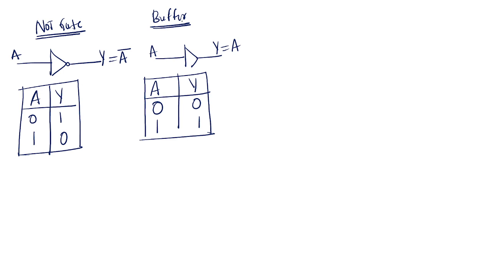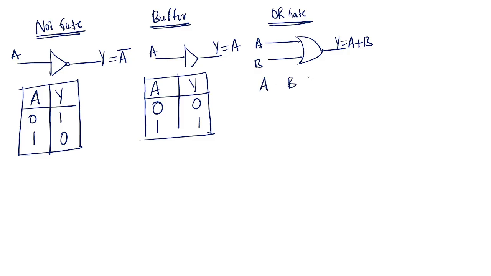And next, OR gate. This is the symbol for OR gate. A, B, and Y equal to A OR B. A, B, and output is Y. The combinations are 0 0, 0 1, 1 0, 1 1, with outputs 0, 1, 1, 1. If any one of the input is high, the output is high.